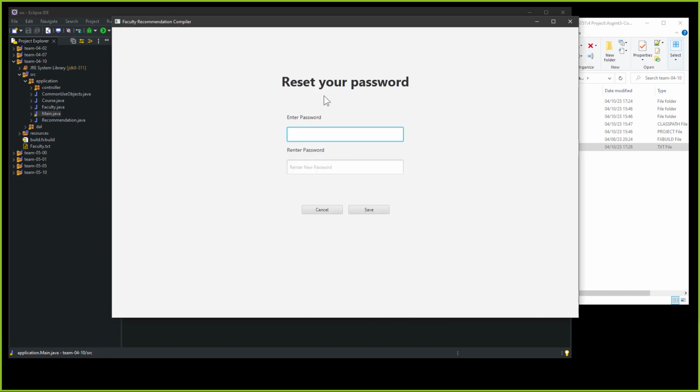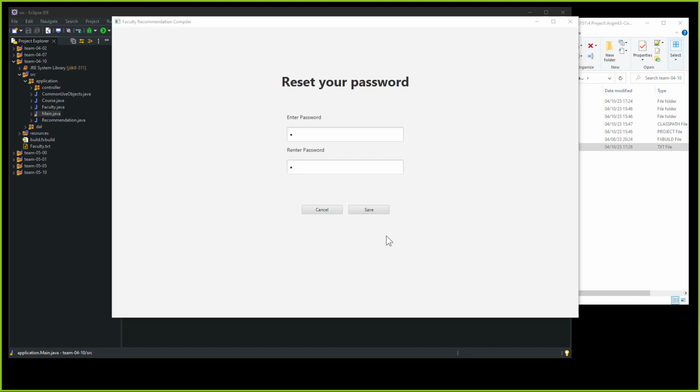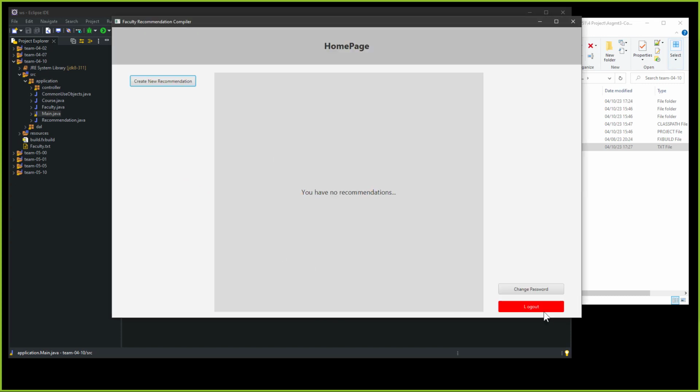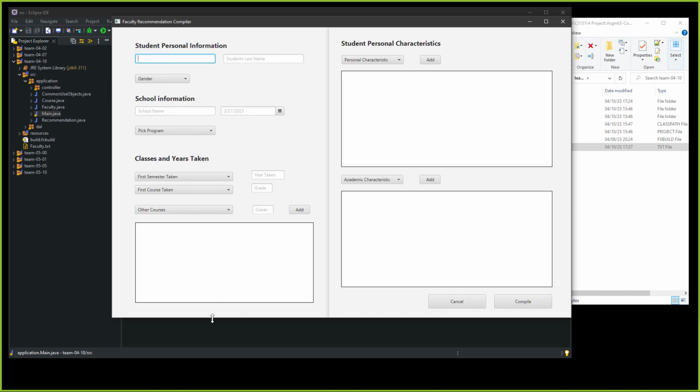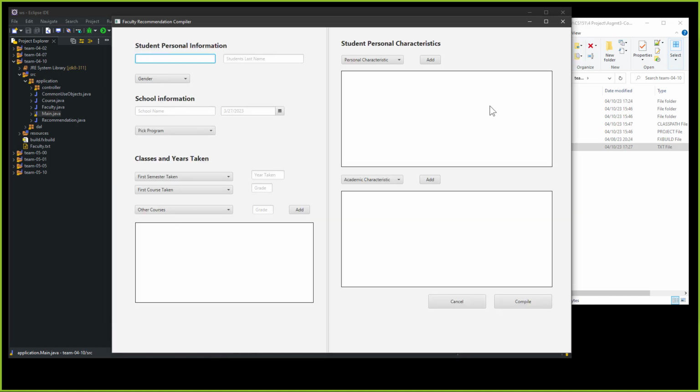It needs to ask for the old one first based on the requirement, and then enter the new one and the confirmation. So this is another thing that is not good in this application. So save. Again, they gave this pop-up, which is not a good idea. Create new recommendation. Their new recommendation is very beautifully designed, as you see here, but it has the problem that I mentioned, the problem of multiple selection.